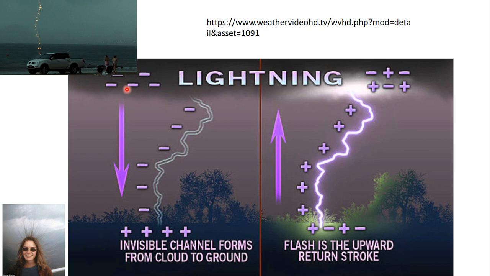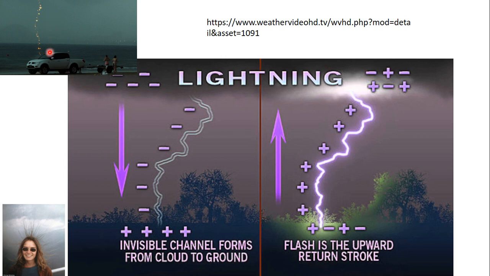What happens in lightning is that clouds build up a negative charge and the ground has a positive charge. So the first step to lightning is that a channel forms from the cloud to the ground. And the flash that you see is actually the upward stroke going from the ground to the cloud to try and balance out this charge.